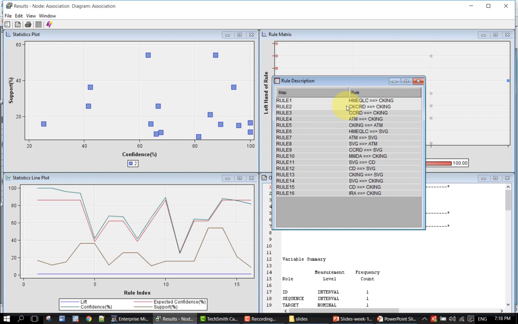But they already have it. Oh, no. Right? So this is the rule with the highest confidence. But you can't do anything. You don't need to do anything here because these are the rules, right?